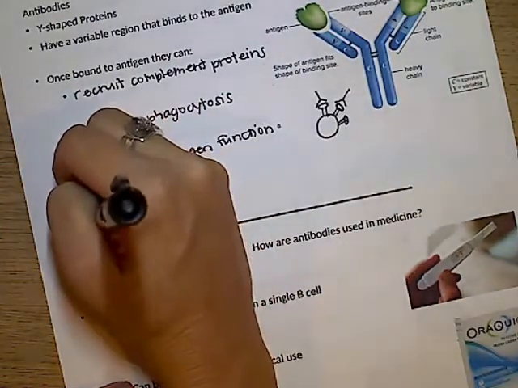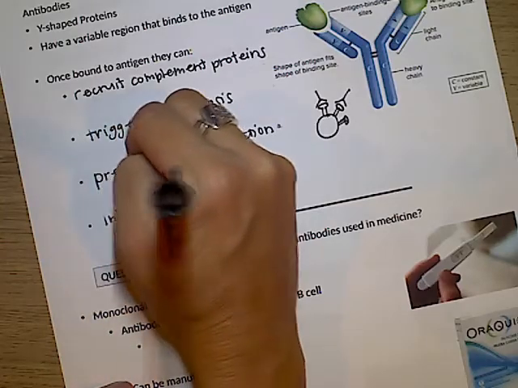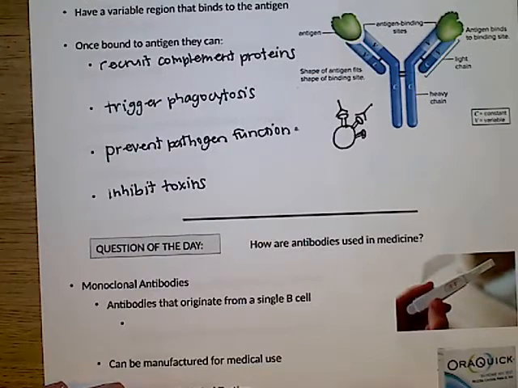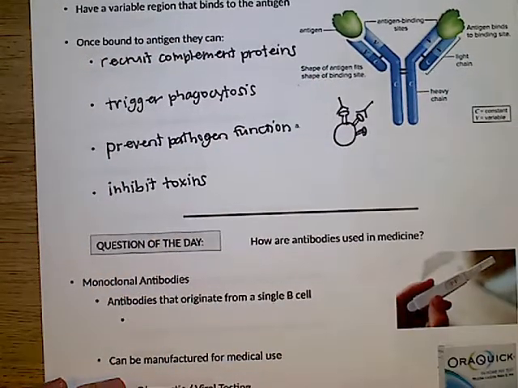It also can inhibit toxins. So there are some bacteria that release toxins into your body, and antibodies can prevent them from affecting you as well.